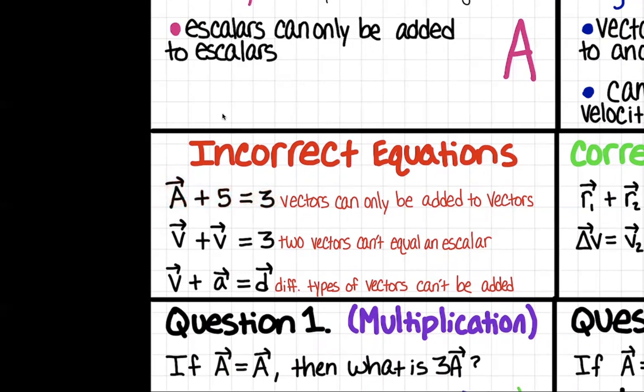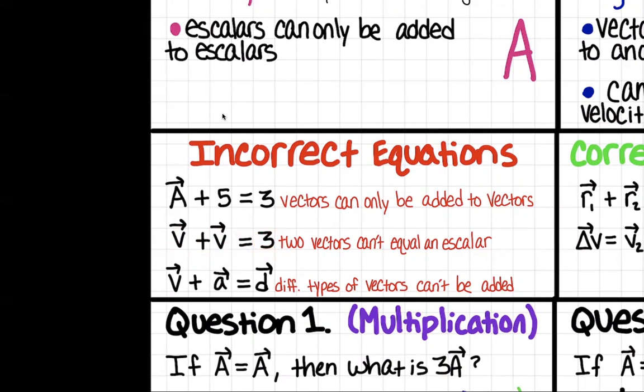But the next one: vector v plus vector v equals 3. That seems like it may be correct, but it's not, because two vectors cannot equal a scalar. You could do vector v plus vector v equals vector c, or you could do 1 plus 1 equals 2 if you want two scalar quantities, but you cannot have two vectors equal a scalar number.